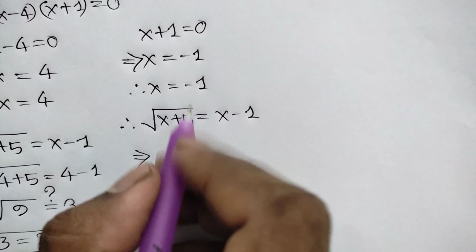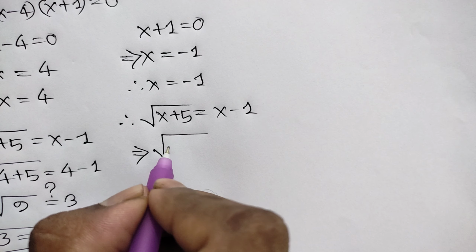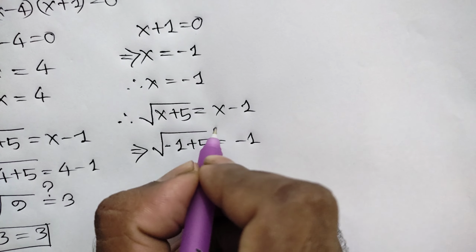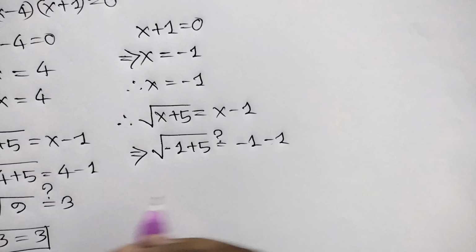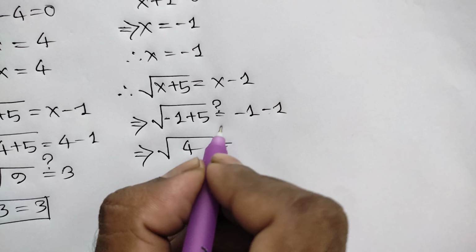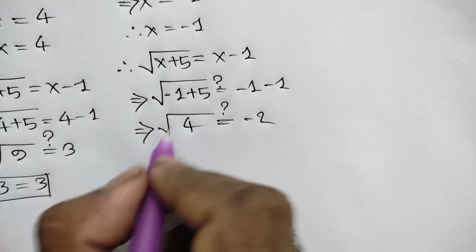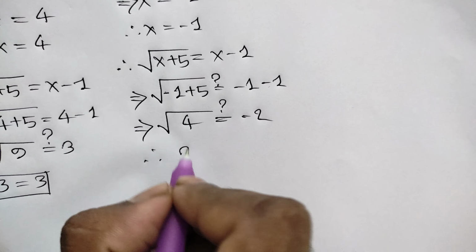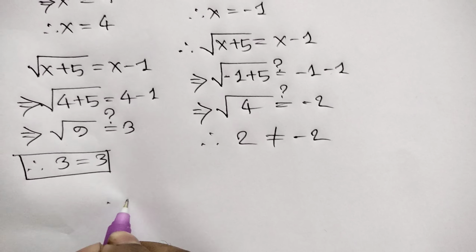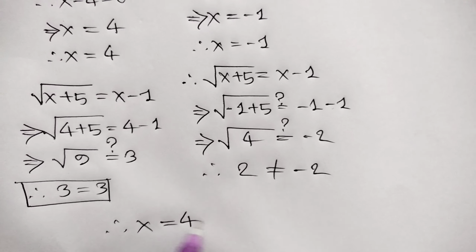Now square root of x plus 5 is equal to x minus 1, here x is equal to negative 1, so we can write square root of negative 1 plus 5 is it equal to negative 1 minus 1, or square root of 4 is it equal to negative 2. We know square root of 4 is 2, so 2 is not equal to negative 2, so our final answer is x is equal to 4.